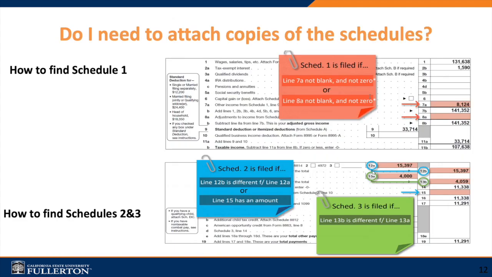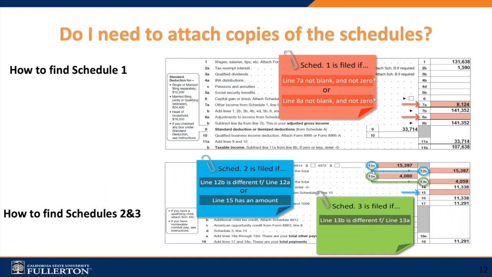Here is where it may be a bit tricky and requires a little more work. To avoid having your document be submitted incorrectly, please be sure to attach any and all schedules if applicable. To see if yours or your parents' taxes have a Schedule 1, you will check on line 7A and 8A on the first page. If there is a number value on either line 7A or a number value on line 8A, then you must attach a Schedule 1.